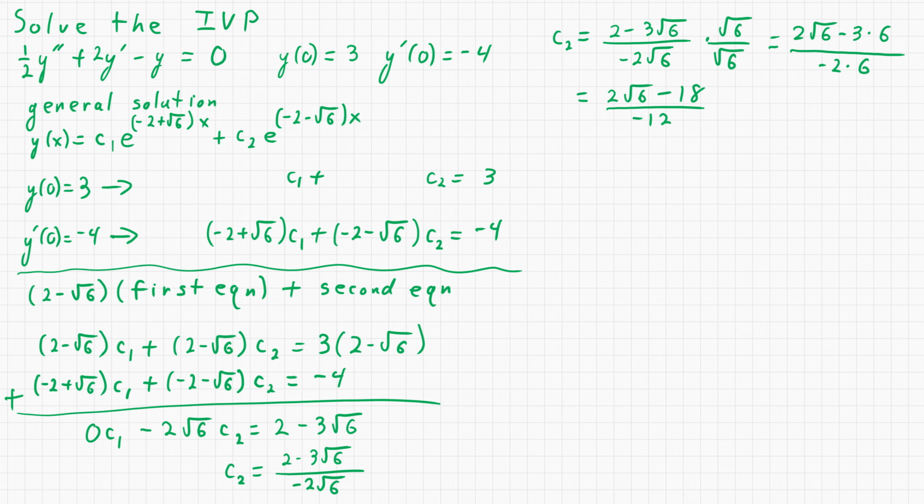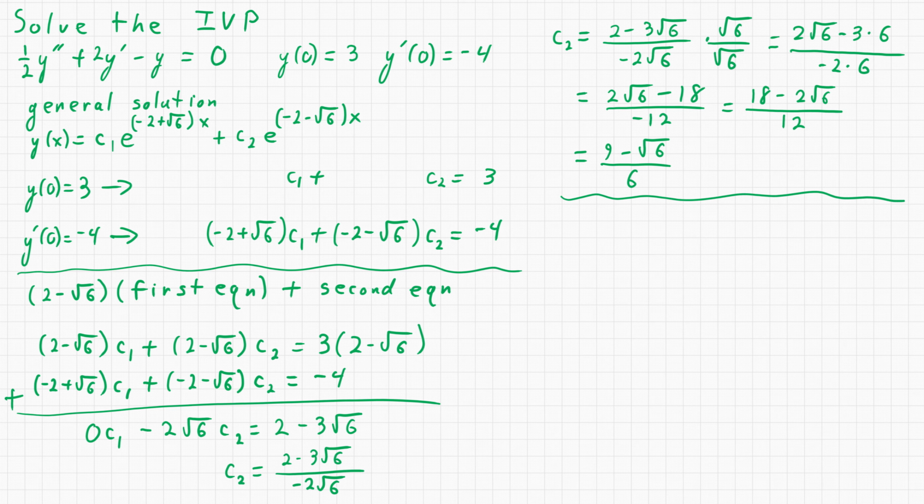And then let's take a negative out. So this is the same as 18 minus 2 square root of 6 all over positive 12. And we can actually take a 2 out of that everywhere. It ends up being 9 minus square root of 6 over 6. Okay, it's probably about as simple as it'll get. So we got C2 and simplified it.